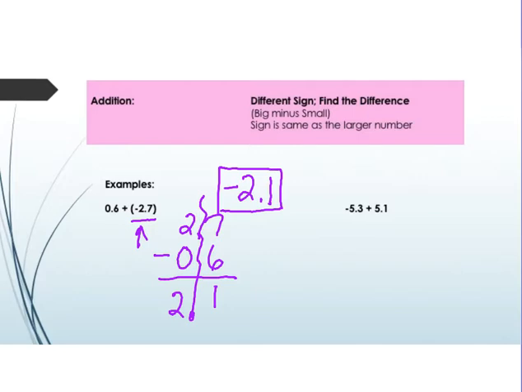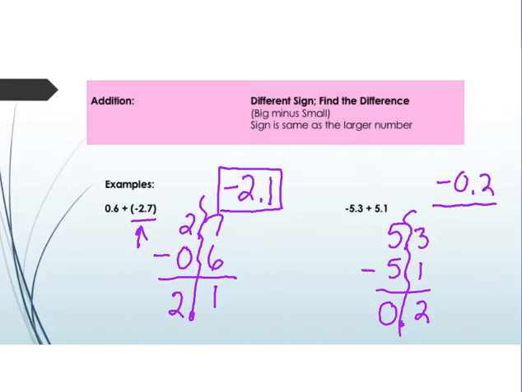Second example, signs are different. The larger number is 5.3 minus the smaller number. Check to make sure your decimals are lined up. 3 minus 1 is 2. 5 minus 5 is 0. Decimal goes right here. The larger number is negative, so my answer is negative 0.2. Negative 2/10.